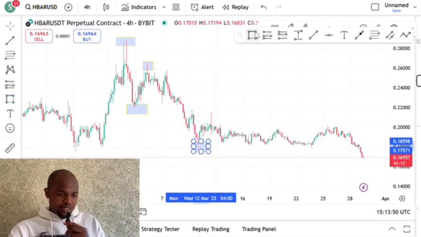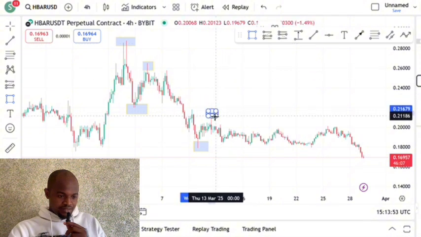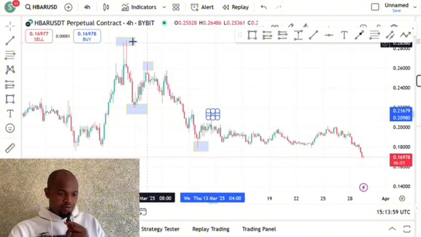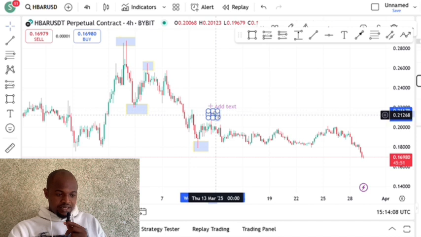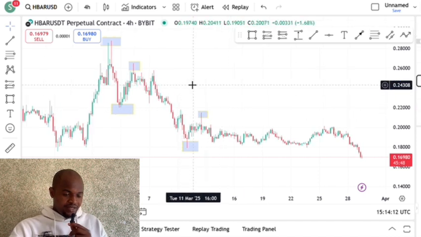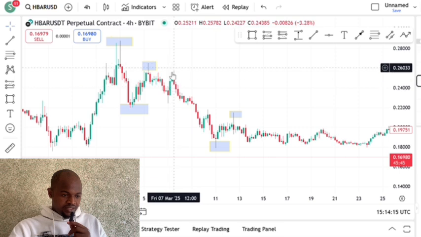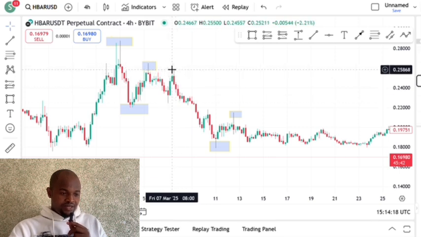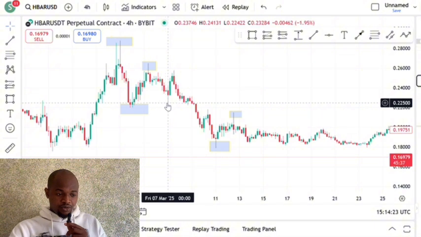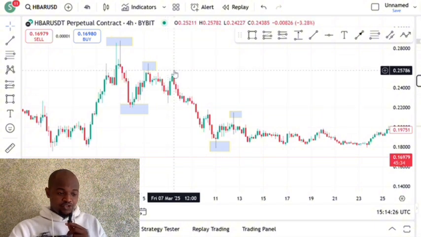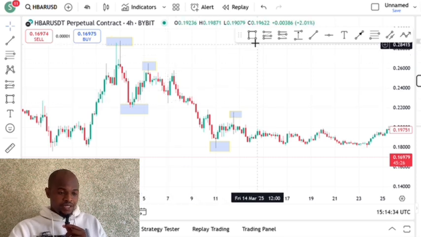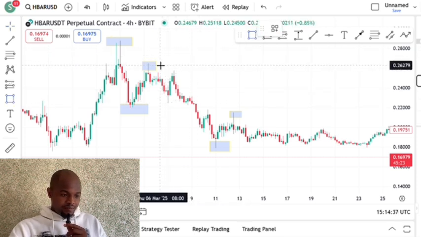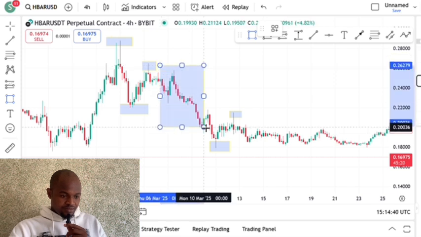Then I would consider this one here as my next high. Stay with me. This is a high and this is a low. This is a lower high, then this is a lower low, and this is a lower high. In this place, this is also a high and this is a low, but you find out that this high was formed by this low. That is why I don't consider this high to be my lower high, because this low is not a lower low.